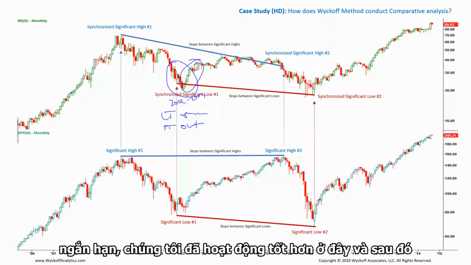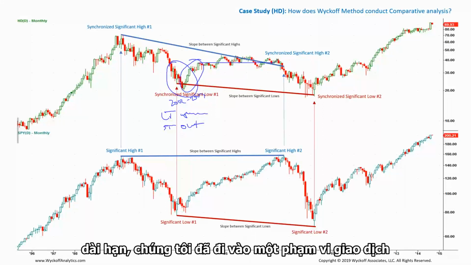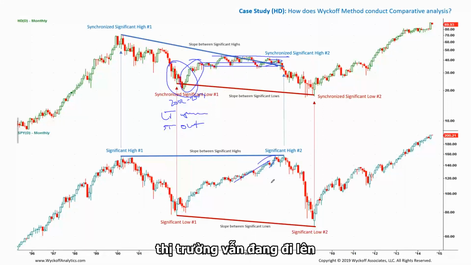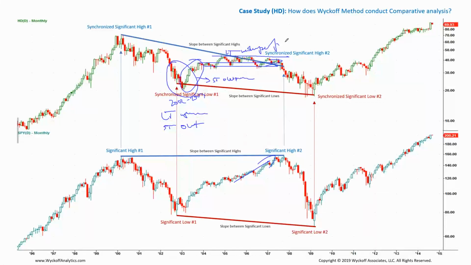Short-term, we outperformed here, and then long-term, we went into a trading range, whereas the market was doing what? The market was still going up. So this is a long-term underperformance with the short-term very quick outperformance. So therefore, no long-term investment trade at this point, and only short-term swing trade.